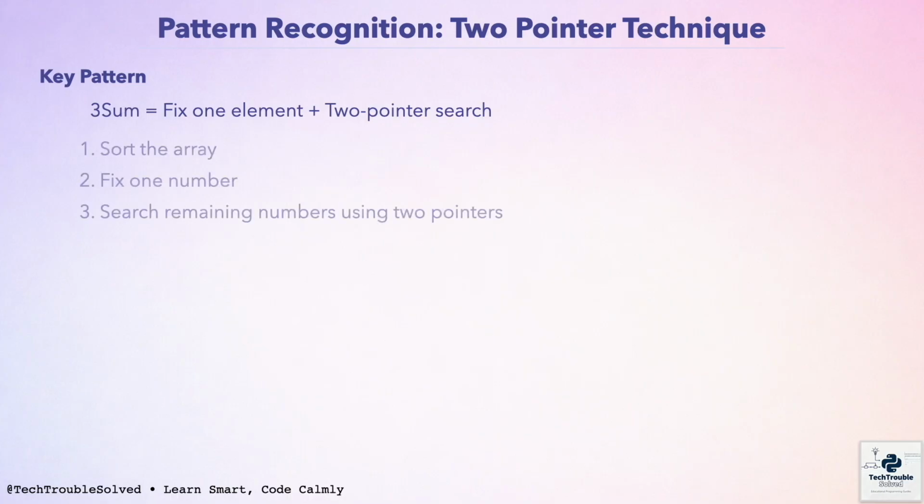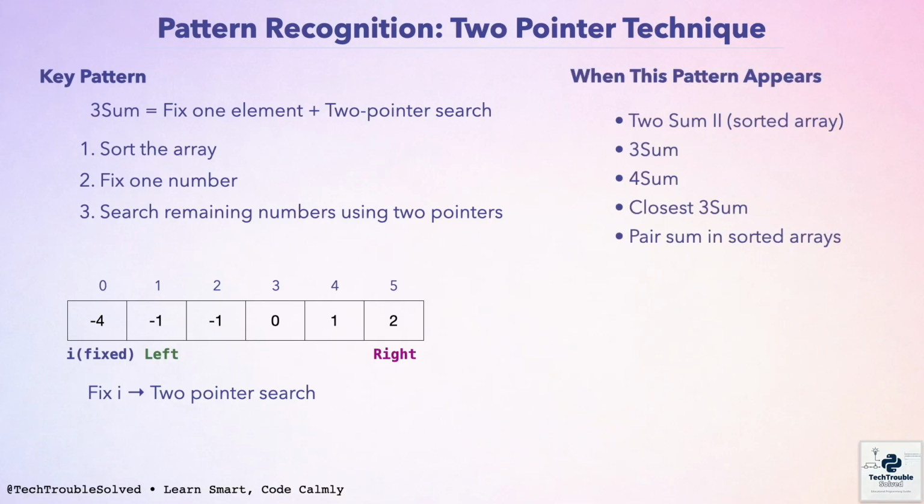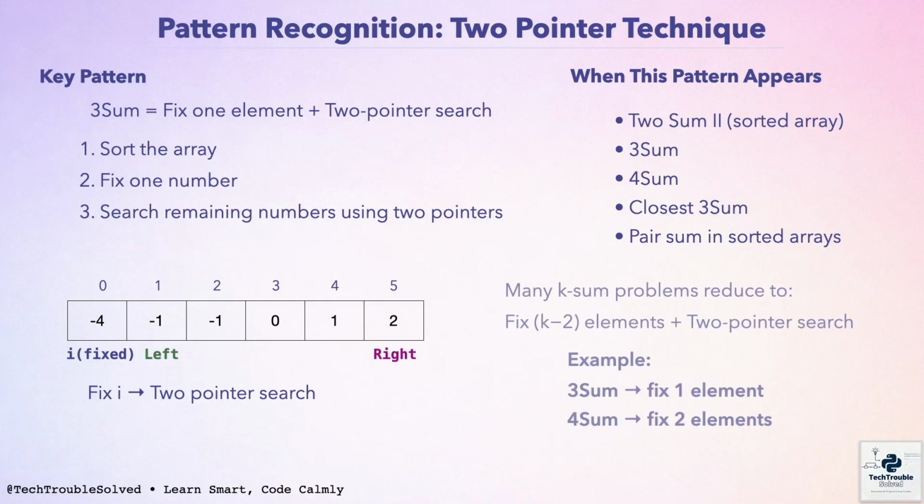First, we sort the array, then fix a number, and finally move the left and right pointers to search for the pair that completes the target sum. This pattern appears in many problems like two-sum in sorted arrays, three-sum, four-sum, and closest three-sum. More generally, many k-sum problems follow the same rule. Fix k-2 elements and solve the rest using two pointers. Recognizing this pattern makes these problems much easier to solve.